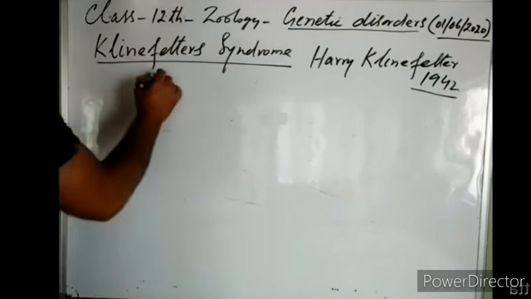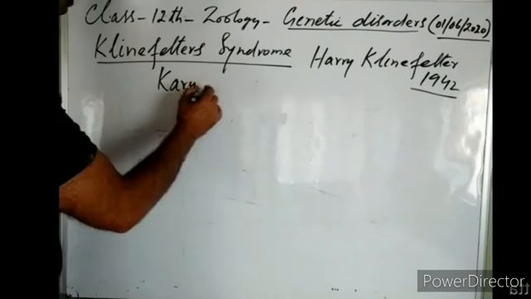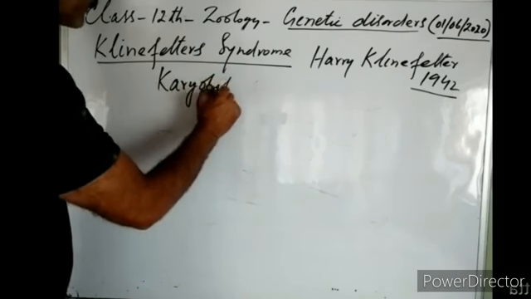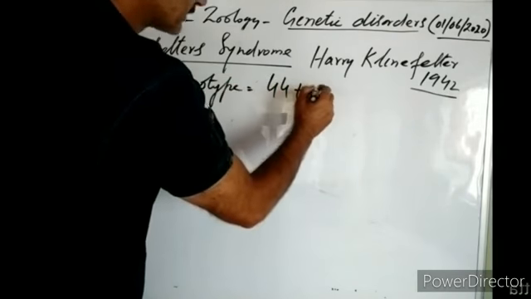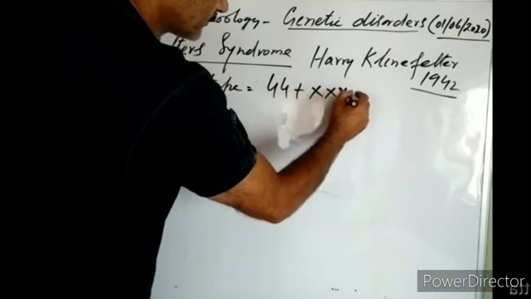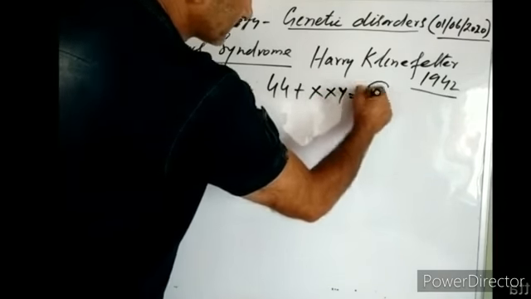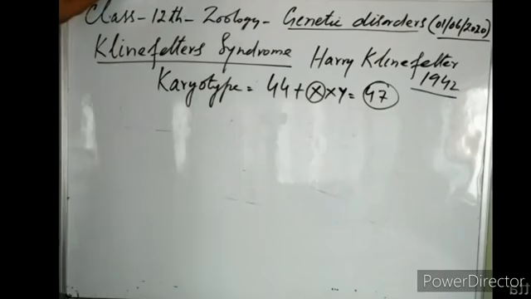The persons who suffer from Klinefelter syndrome have a karyotype of 44 plus XXY, which is equal to 47. So they have a supernumerary X chromosome. They have an extra X chromosome. And this extra X chromosome comes due to meiotic non-disjunction.